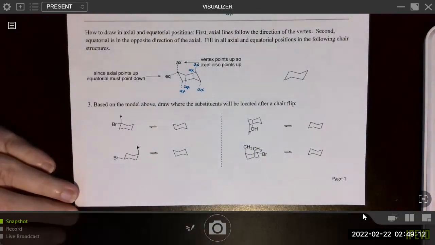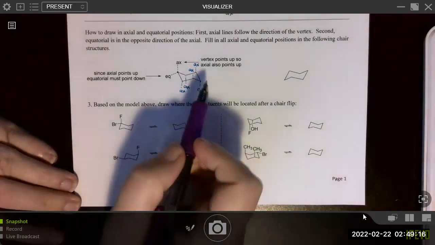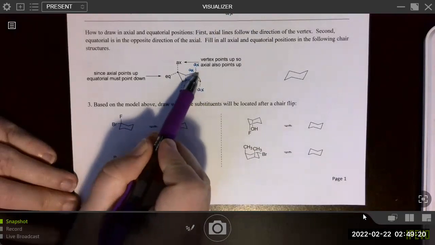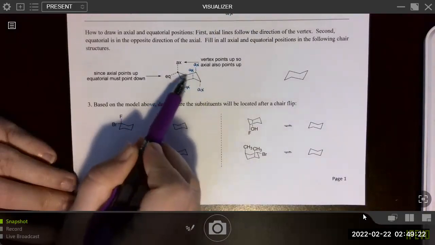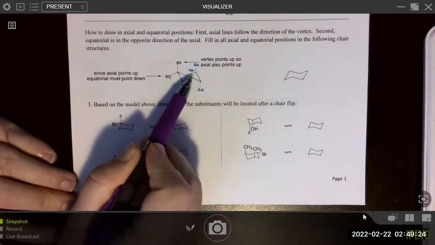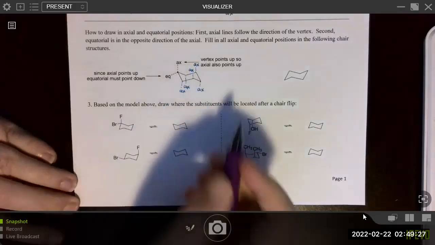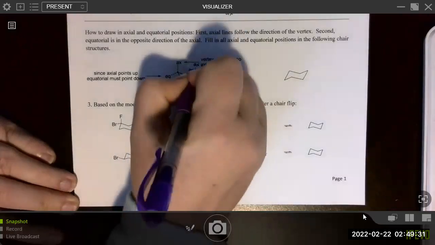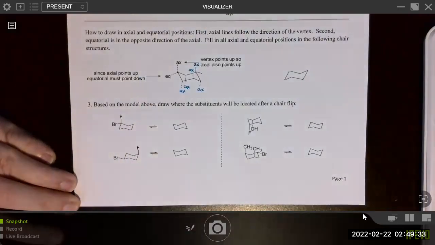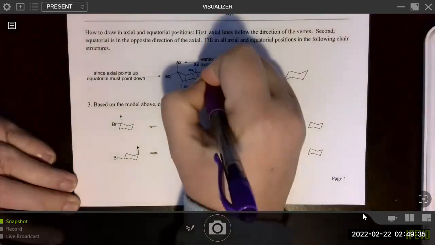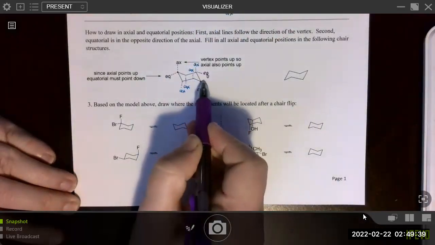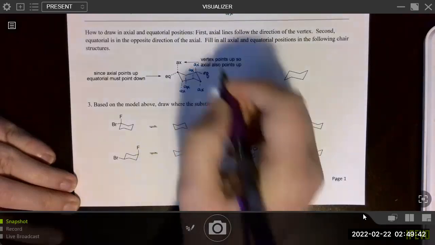And then for equatorial, remember we want to look for the parallel lines. So the equatorial position here should be parallel to these 2 lines because they're one bond away in both directions. So looking at and trying to draw a line parallel to this one, I can draw it in like here. And then this one, equatorial should be parallel to those 2 lines.